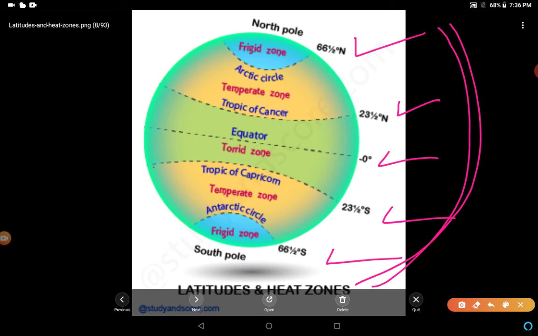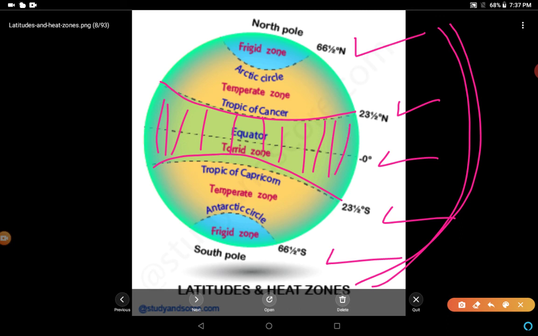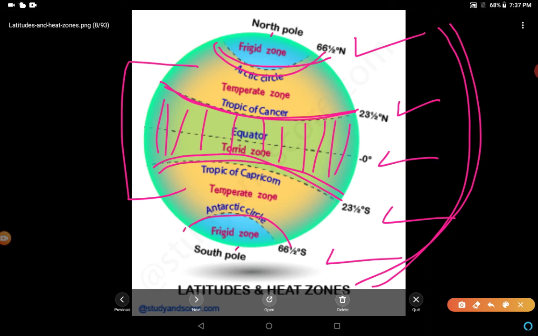Clear? The area between Tropic of Capricorn and Tropic of Cancer is also known as the tropical area. It is known as the torrid zone. The reason you know, as we have discussed. The area between Tropic of Cancer and Arctic Circle, and Tropic of Capricorn and Antarctic Circle, both areas are known as the temperate zone. And the area between North Pole and Arctic Circle, and South Pole and Antarctic Circle, this area is known as the frigid zone. So these are the heat zones of the Earth.